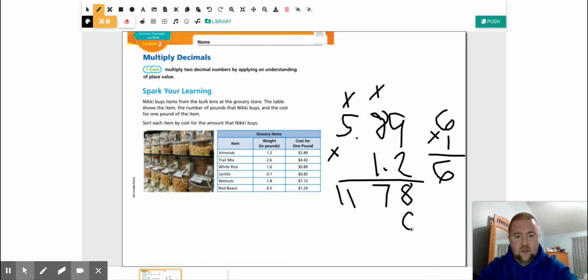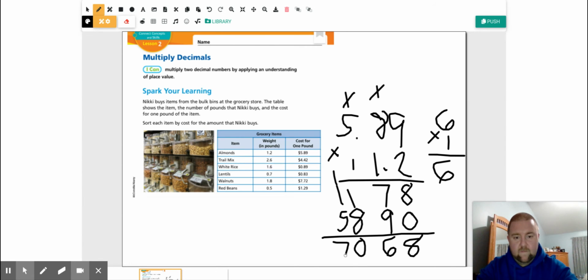I put down my 0 placeholder because I'm not multiplying by tenths. Now I'm moving over to the ones place. And then 1 times 9 is 9, 1 times 8 is 8, and 1 times 5 is 5. So when I add it up, I get an 8, I get 16, I get 10, and I get 7. Okay, now I know my answer is not 7,068 because my estimate was 6.